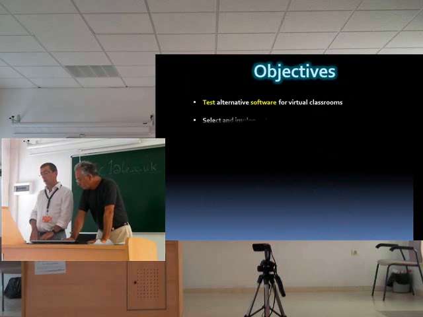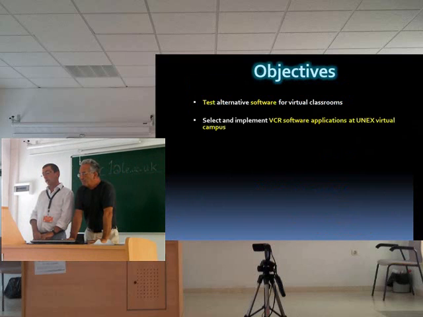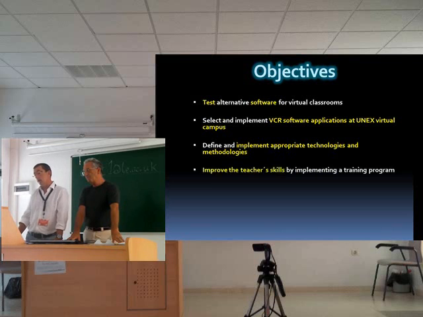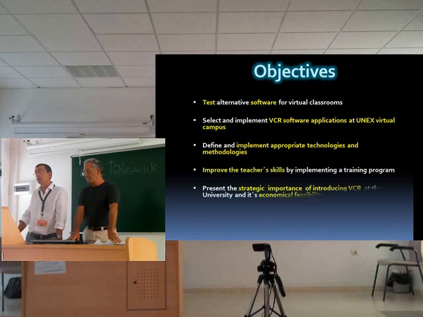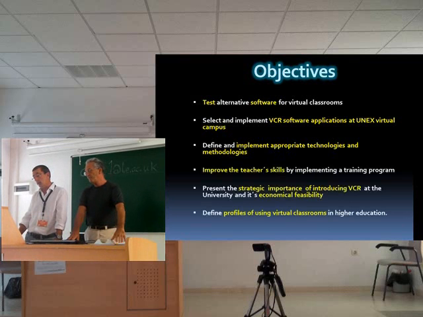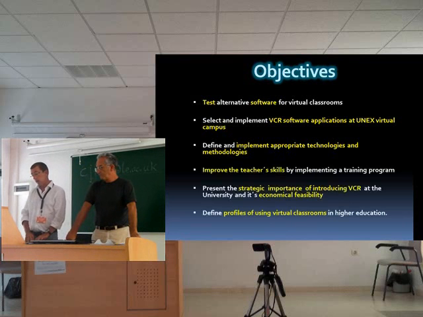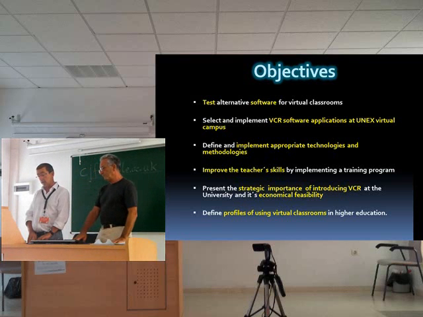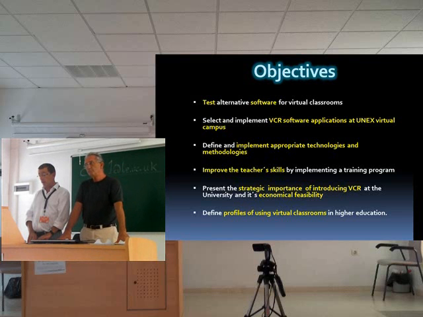Objectives are test alternative software for virtual classroom, select and implement virtual classroom software application at Extremadura University Virtual Campus. Define and implement appropriate technologies and methodologies. Improve the teacher skill by implementing a training program. Present the strategic importance of introducing virtual classroom of the university and its economic feasibility. Finally, define profile of using virtual classroom in higher education.